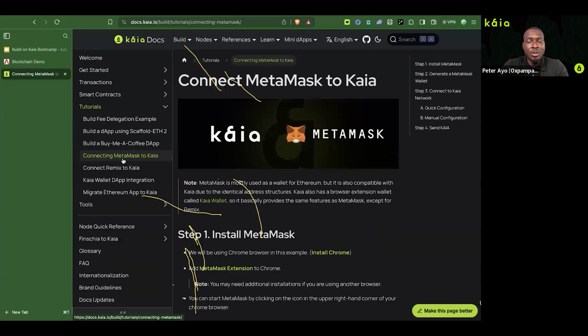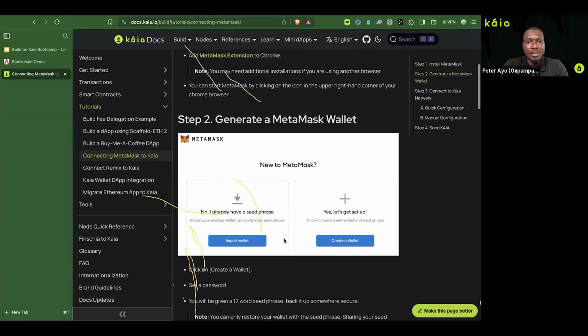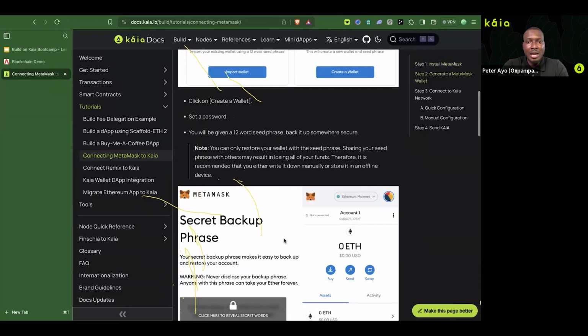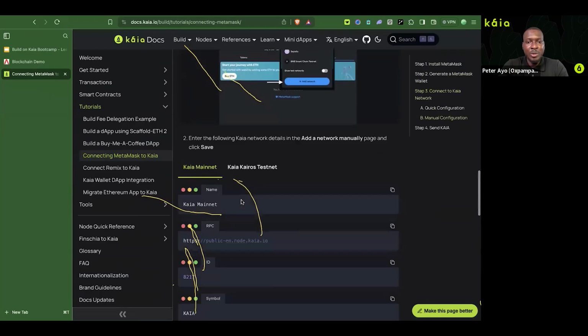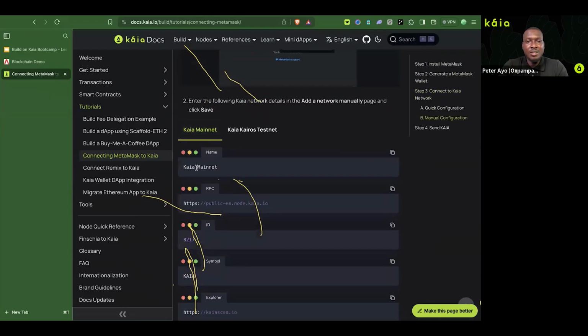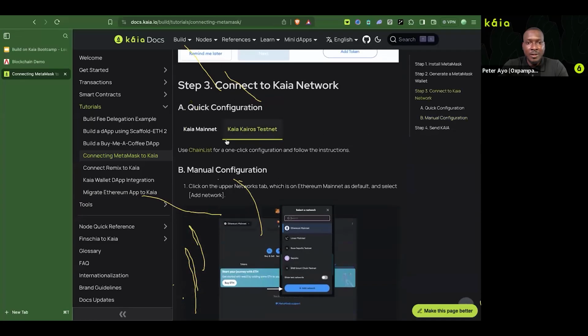That talks about adding Kaia to your MetaMask. After installing Chrome, you can either just use Chainlist to add your network, which is a quick configuration, or you manually set your network name, RPC, chain ID, and so on. I think you can use this guide to set that up.